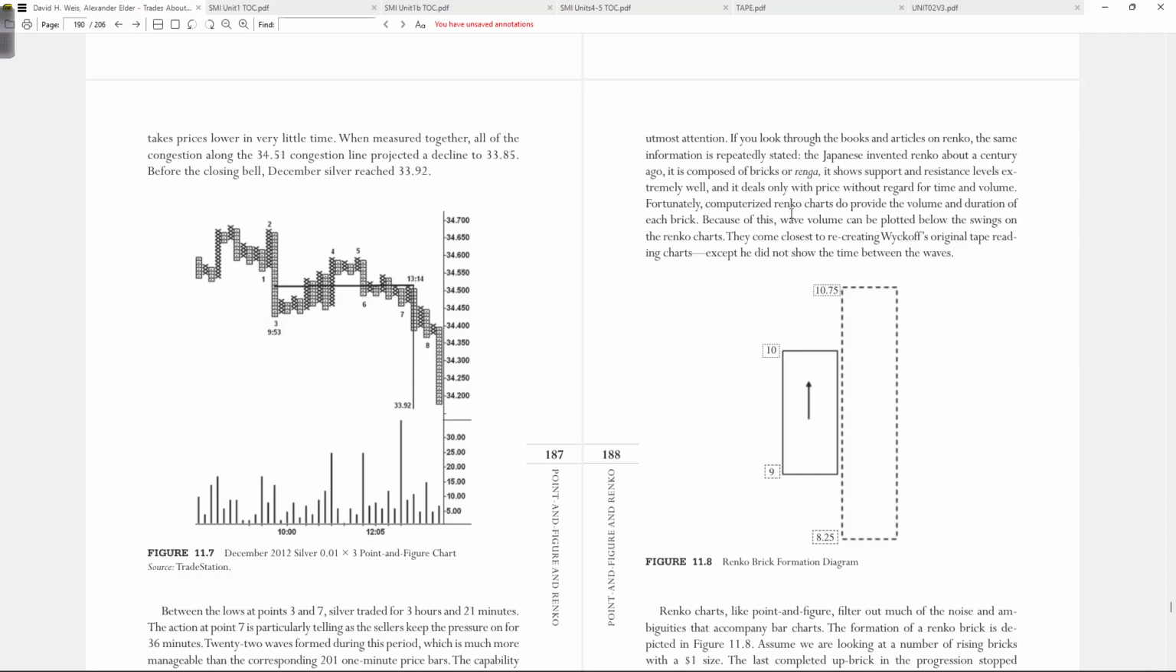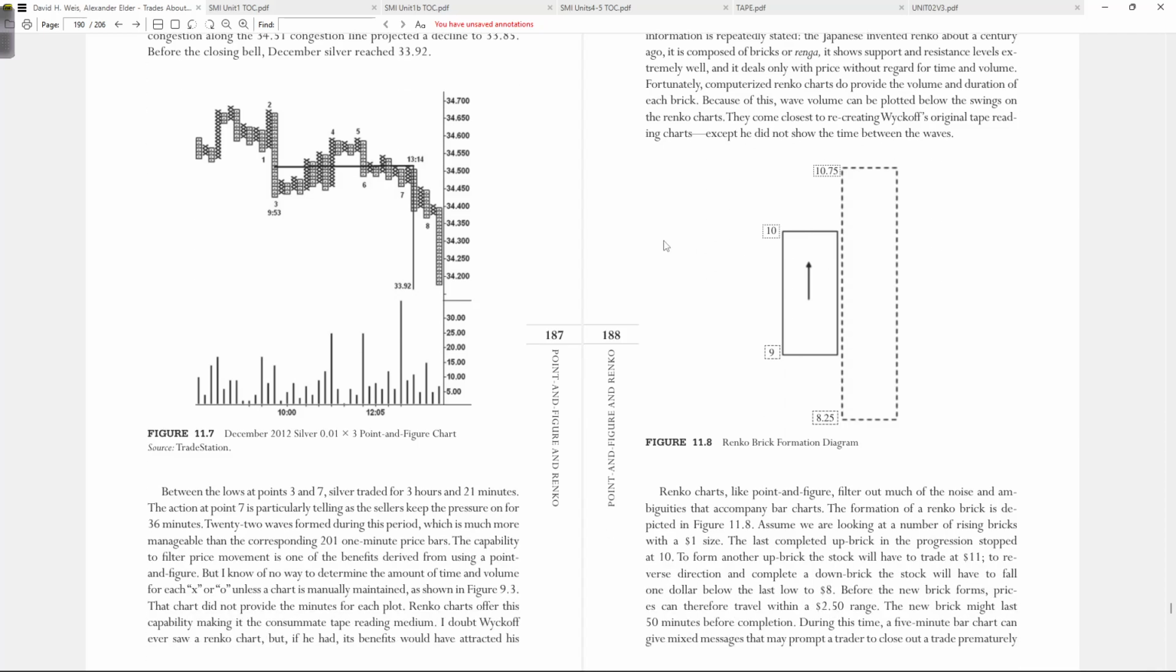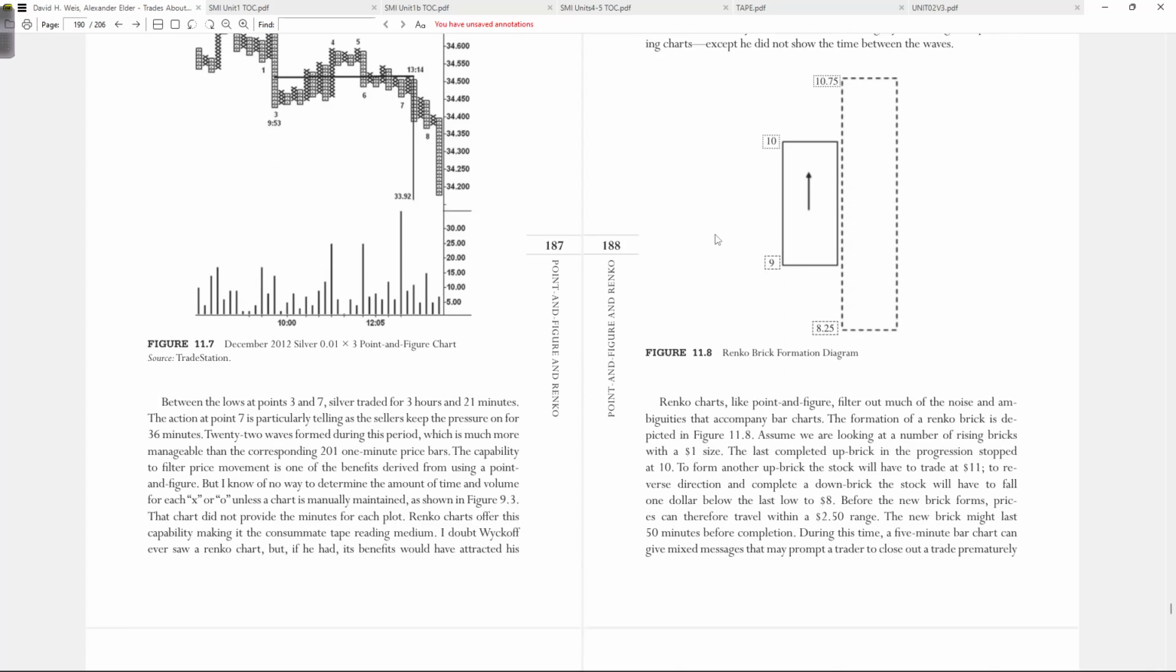Fortunately, computerized Renko charts do provide the volume and duration of each brick. Because of this, wave volume can be plotted below the swings on the Renko charts. They come closest to recreating Wyckoff's original tape reading charts, except it did not show the time between the waves. So, Renko grid formation diagram. Renko charts like point and figure filter out much of the noise and the ambiguities that accompany bar charts.